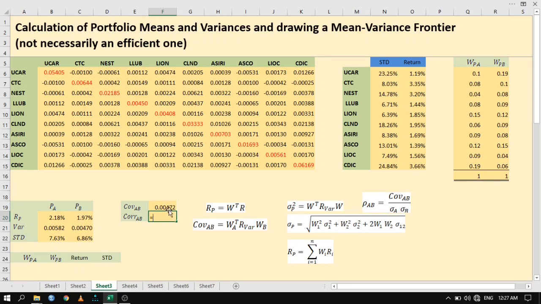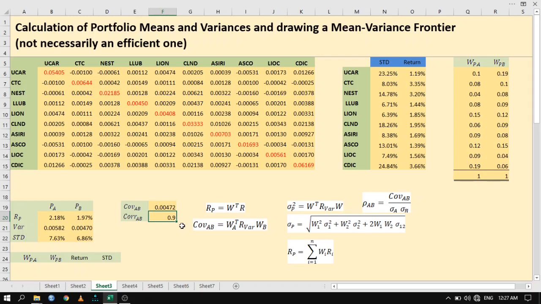So equal covariance AB divided by the standard deviation of portfolio A multiplied by portfolio B. Right. So enter, then you get the correlation value. You get 0.9. That means it is very close to positive 1.